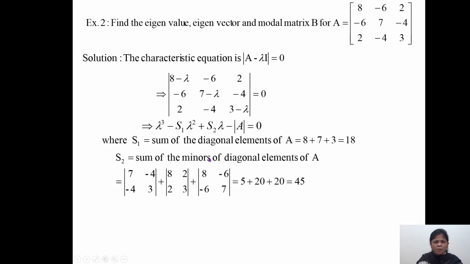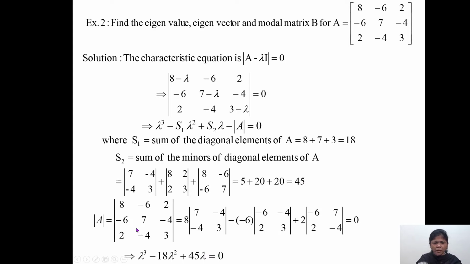S2 is the sum of minors of diagonal elements of A. Now what will be the minor of 8? That will be the determinant of 7 minus 4, minus 4 3, plus the minor of 7. How to get this? Delete the element lying in the second row and second column. Whatever is left, write their determinant, that is 8 2, 2 3. In the same way you can write the minor of the third diagonal element. Simplify this, and you will get 45 as the value of S2.